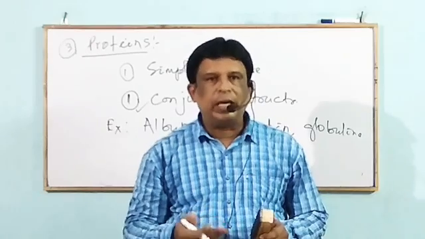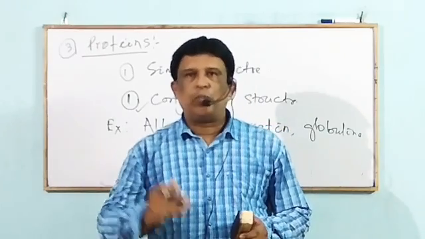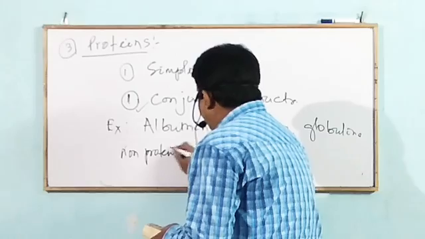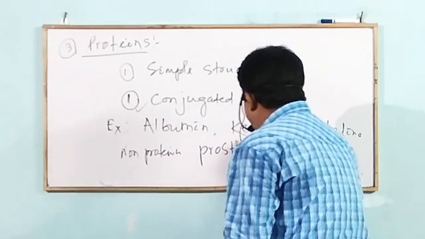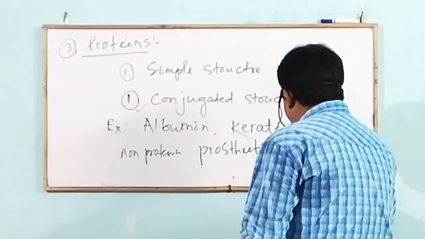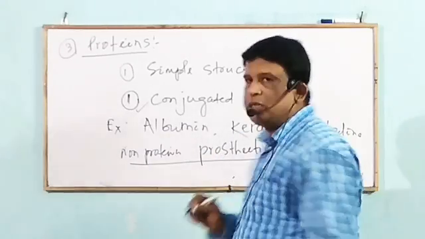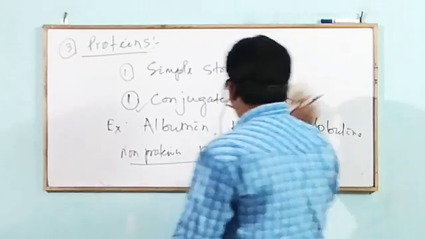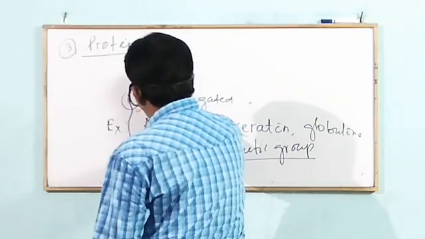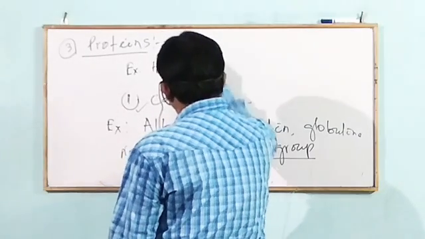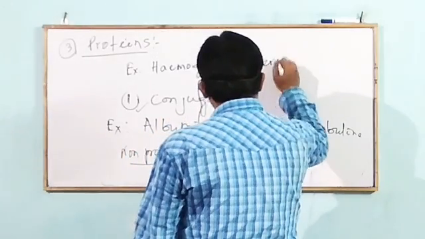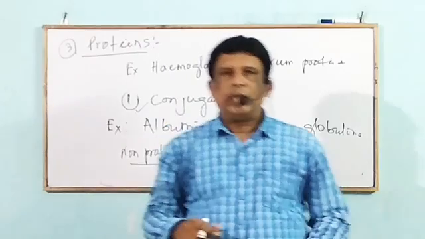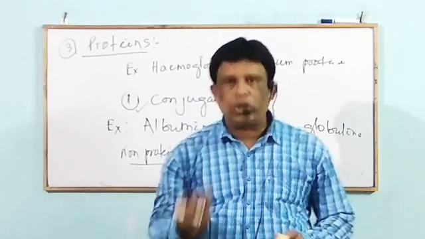Next, the second one is conjugated protein. These are simple proteins bonded with a non-proteinous prosthetic group. For example, hemoglobin, chlorophyll, serum protein, etc.